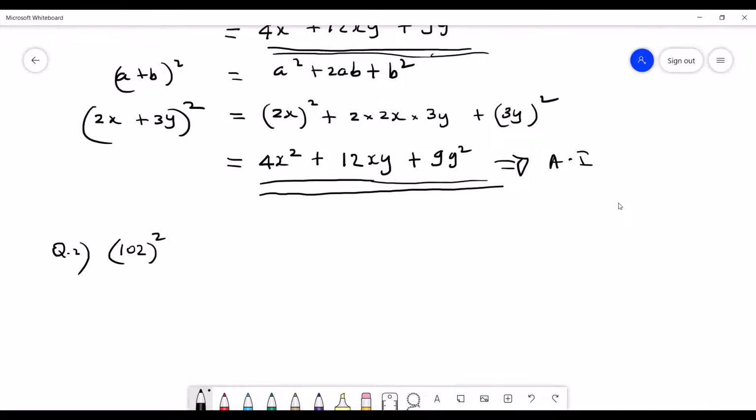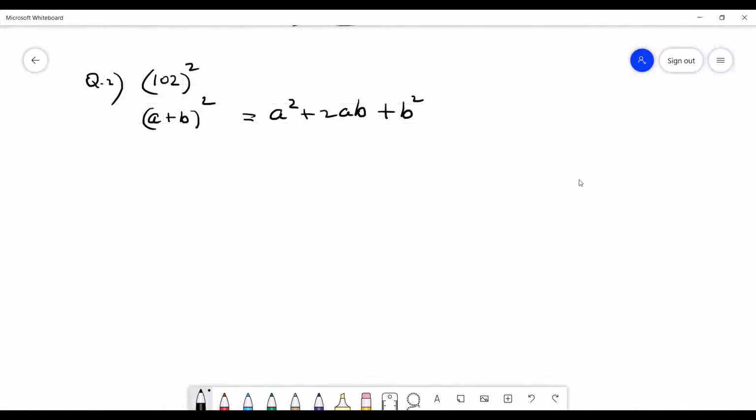Okay, see here it is 102. How can we apply any of the algebraic identities and solve this squaring of 102 very easily? See, here we have the algebraic identity (a plus b) whole square is equal to a square plus 2ab plus b square. Let us see whether this 102 can be brought into such an expression.